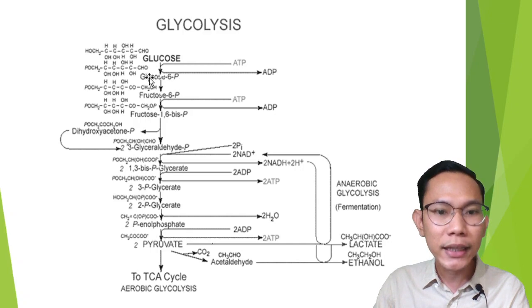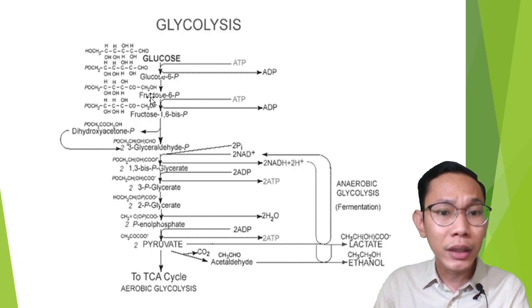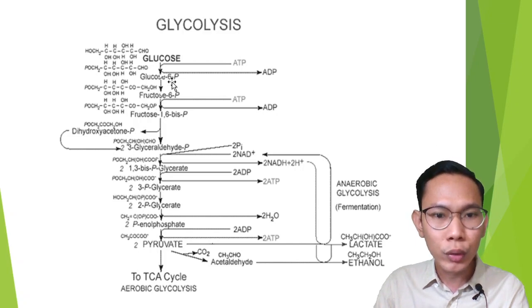Next, anong nangyayari? Nagkakaroon ng isomerization, kaya nagiging fructose 6-phosphate. Basically, it's just the same. It's a matter of the rearrangement of your molecule. Parang mirror substance lang ito. Glucose 6-phosphate, fructose 6-phosphate. Then, what happens next? Your fructose 6-phosphate again will be converted into fructose 1,6-biphosphate.